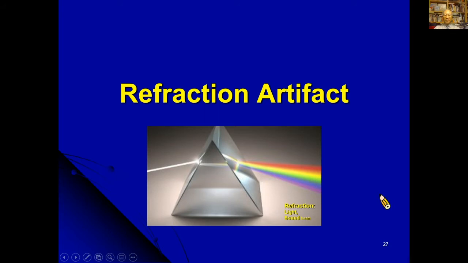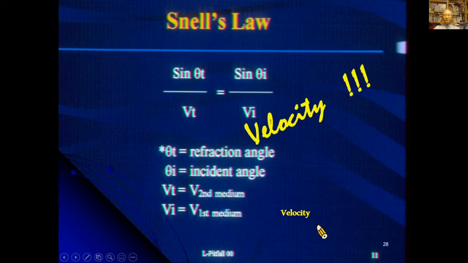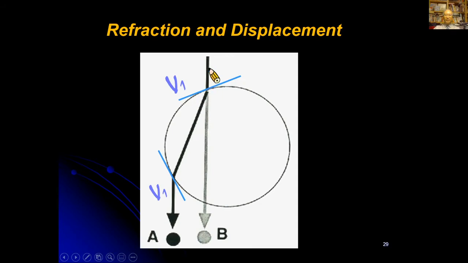Refraction artifact. Just like light, sound can also have this kind of artifact. It should follow Snell's law, related to velocity, not acoustic impedance. So here you can see two different media. The first medium has velocity v1 and the second medium has velocity v2.